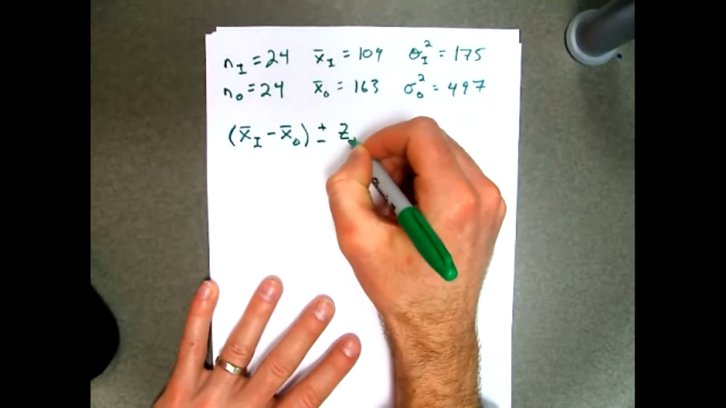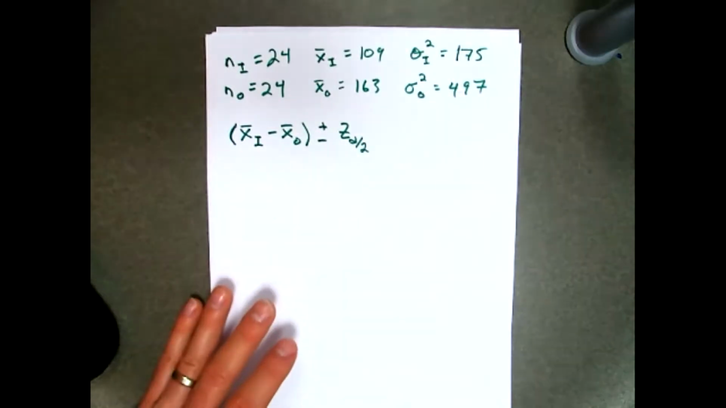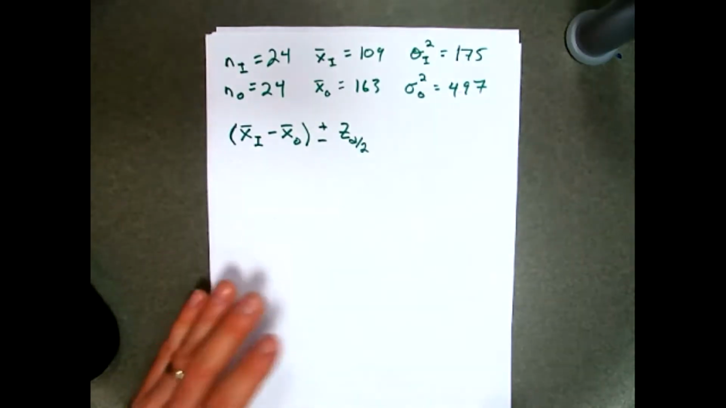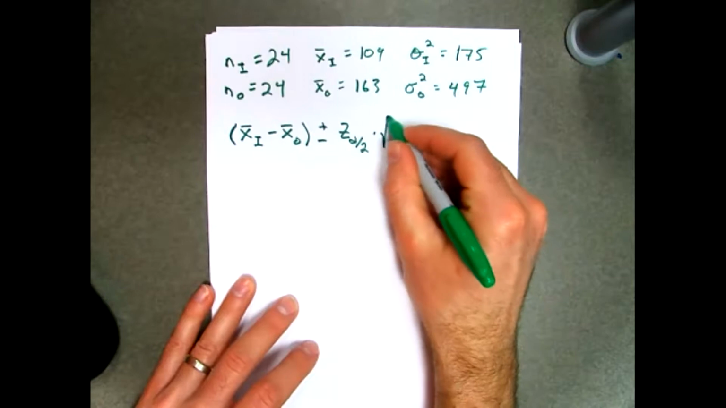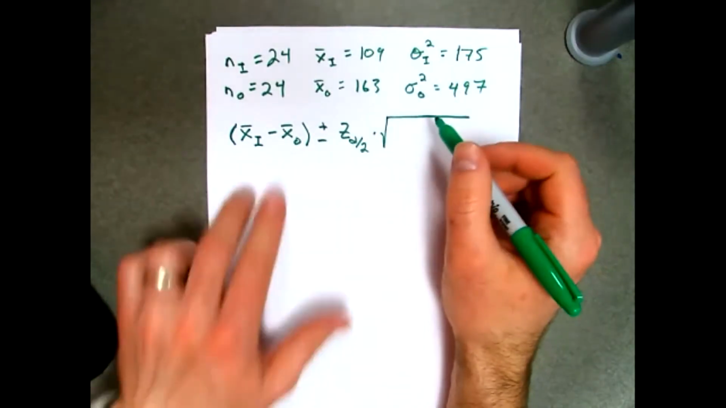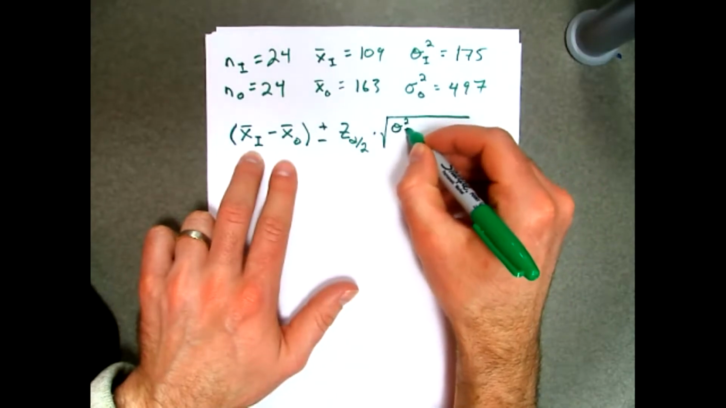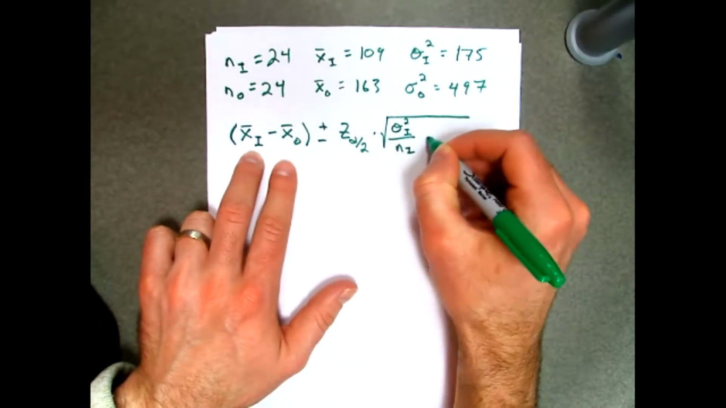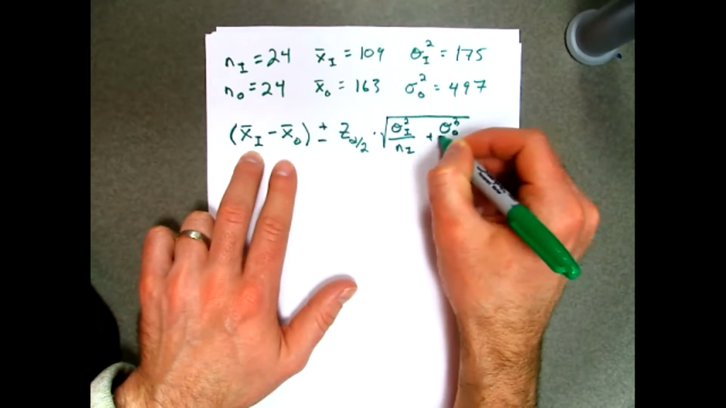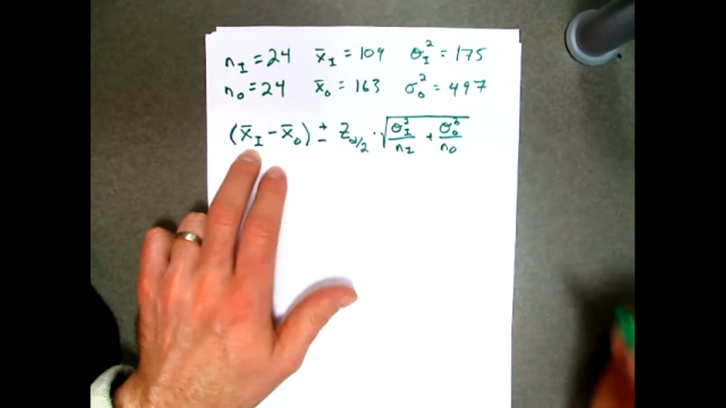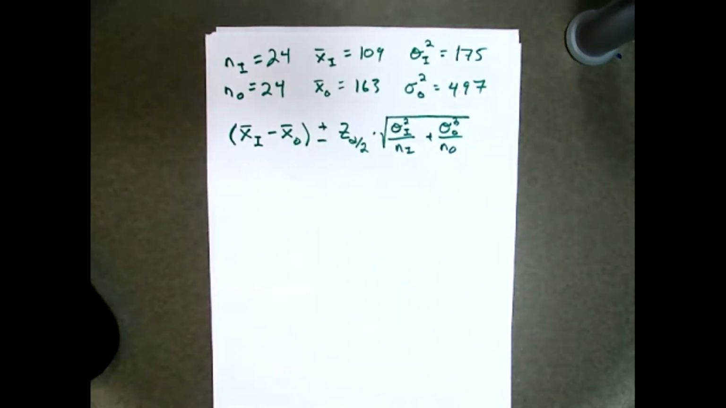We'll then have to look up the number of standard deviations away we need to go to get alpha over 2 on each side of our confidence interval. And multiply by the standard deviation for the difference in those two groups, which is just each group's population variance over that group's sample size. And I'm just using I and O to represent Indiana and Ohio here, using the subscripts to identify what group.